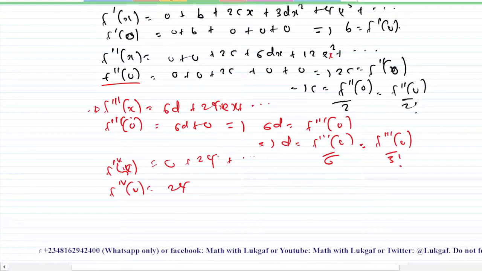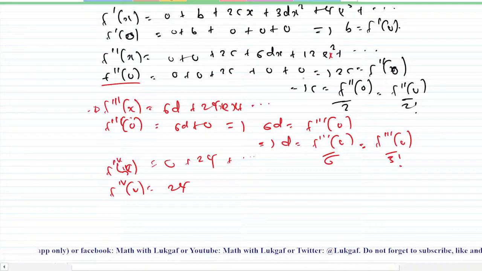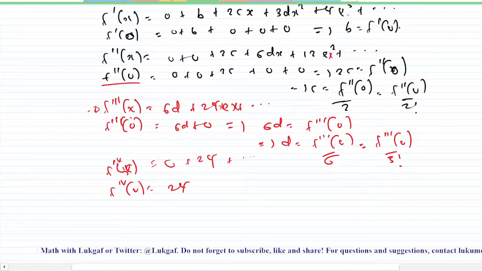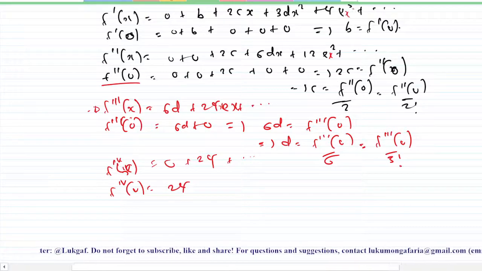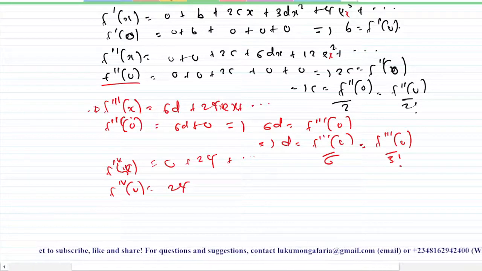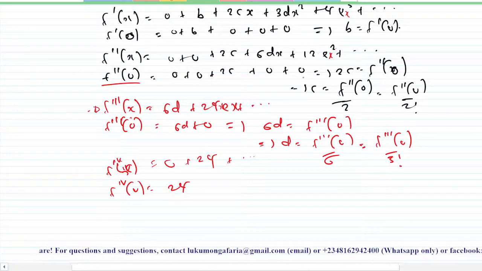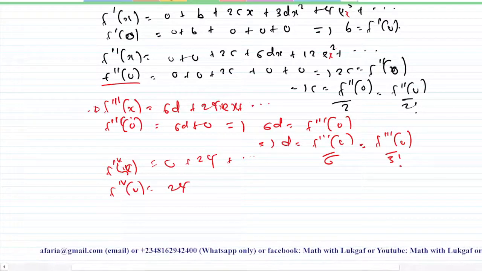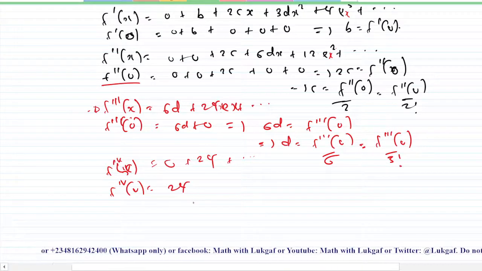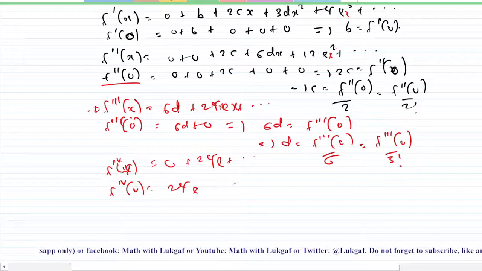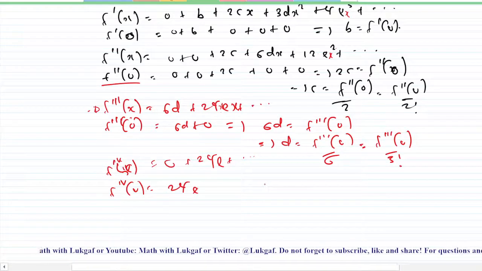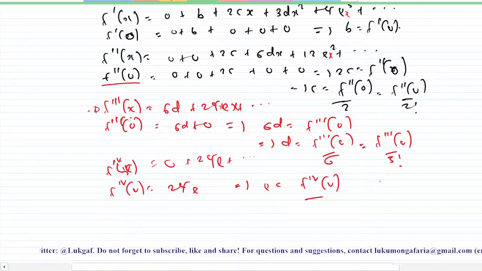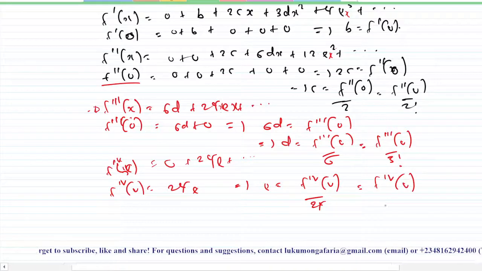Okay, let's check that again. Yeah, so this will be x cubed, then 12ex squared. Then if you differentiate it here, this will give you 24ex. You understand now? So 24ex, and I think this is going to give you 24e. So now you can say that your e is equal to f fourth of 0 divided by 24, which is also the same thing as f fourth of 0 divided by 4 factorial.